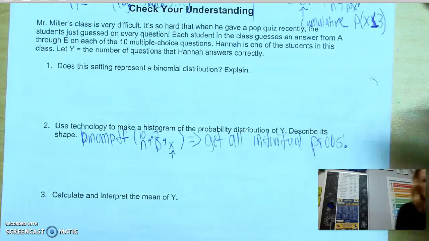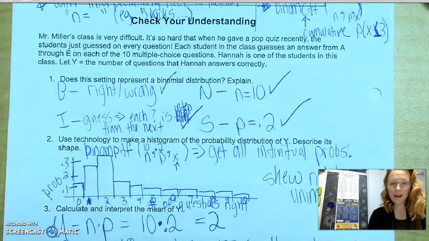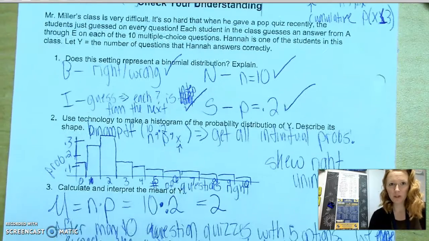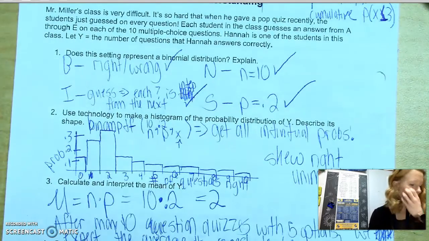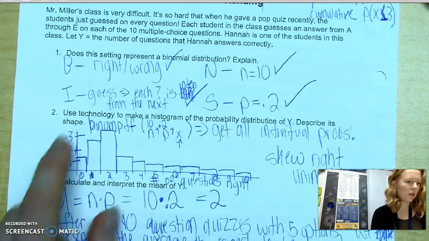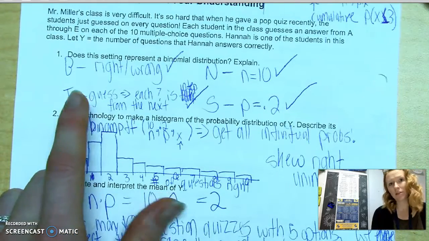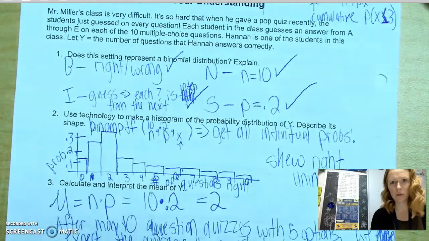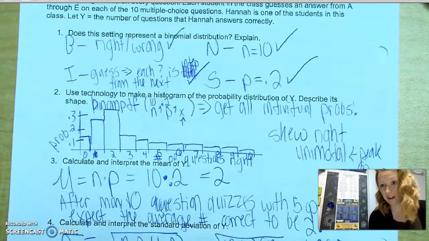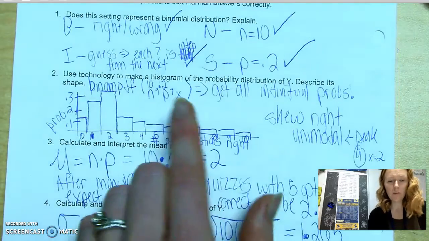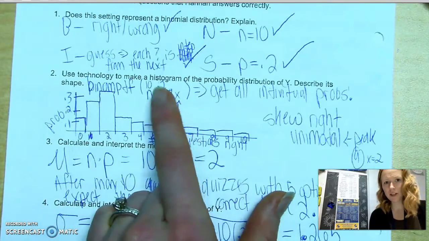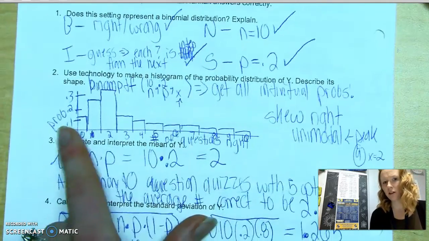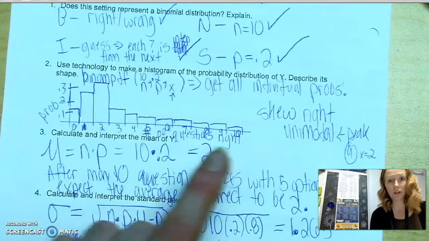All right, and then we'll check back in. All right, so looking at this Mr. Miller's question, the first thing is talking about bins. Independent, so when you're guessing, each question's independent of the next. You would assume that. The likelihood you get one doesn't affect the likelihood you get another. When you're talking about using technology, like I said, use this calculator function. You can get all of these individual probabilities really quickly.